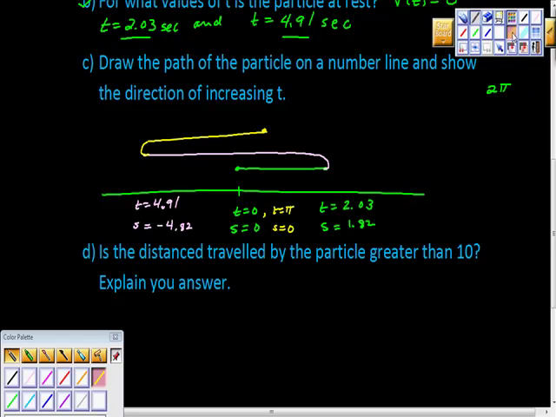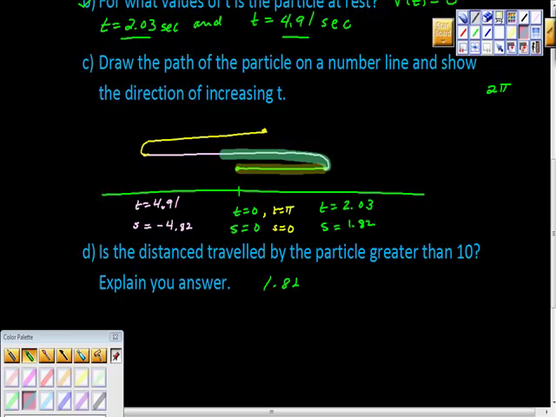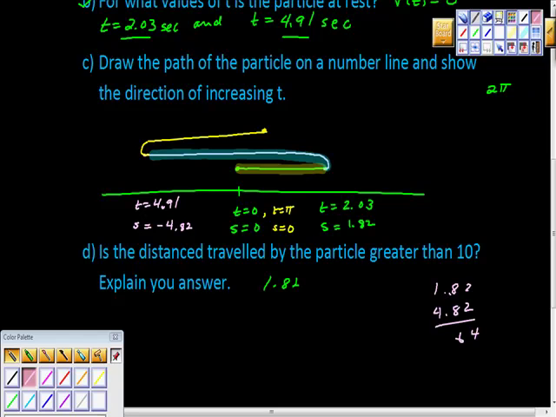Well, let's look at the distances. The first distance we have is this one, right? And this distance is between 0 and 1.82, so that's 1.82, right? The next distance we have is this one right here, right? And that's from 1.82 to negative 4.82, which is 6.62. Is that good math? Let's try it. 1.82 plus 4.82 is equal to 6.64. Is that right? So plus 6.64, right?